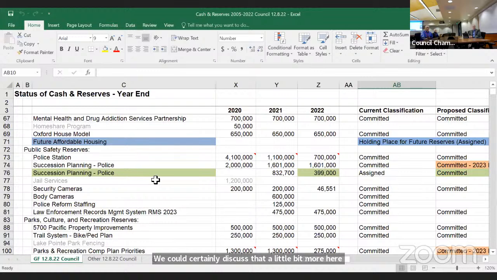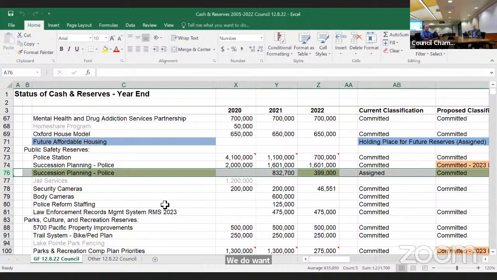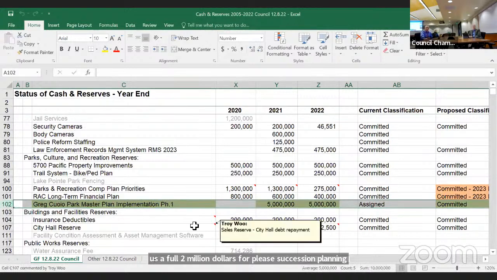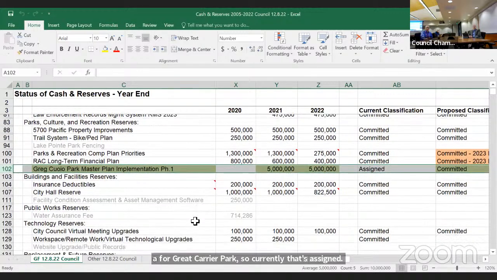We do want the council to change this $399,000 reserve from assigned to committed in December, and this will give us a full $2 million for police succession planning. At the end of 2021, we did assign $5 million for the construction and implementation of phase 1A for Great Cuyo Park. Currently that's assigned. We'd like the council to commit those funds.